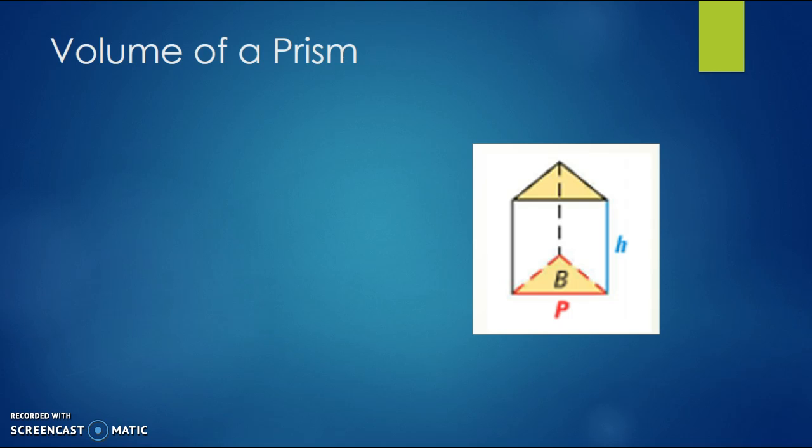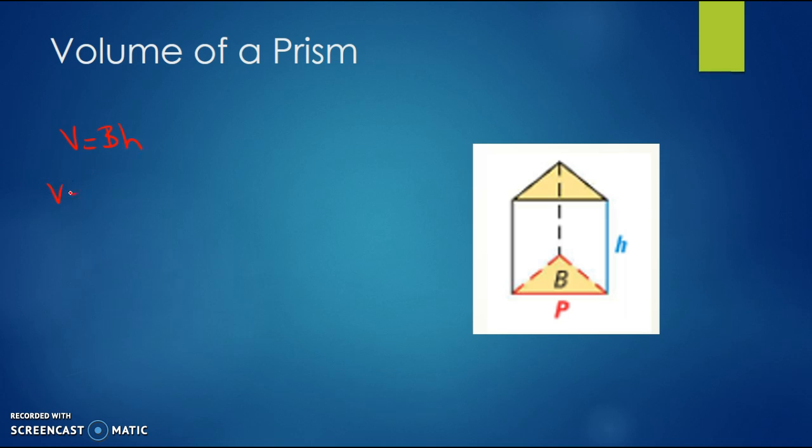So when I started looking at your homework, it is really about cylinders and cones and spheres. But we're going to go ahead and talk about prisms, just so that you get that introduced before your geometry next year. So the volume formula for a prism is that volume equals the area of the base, which we call capital B, times height.